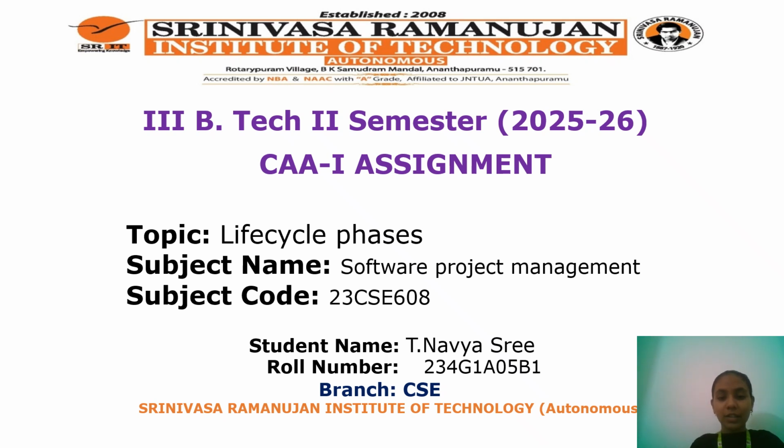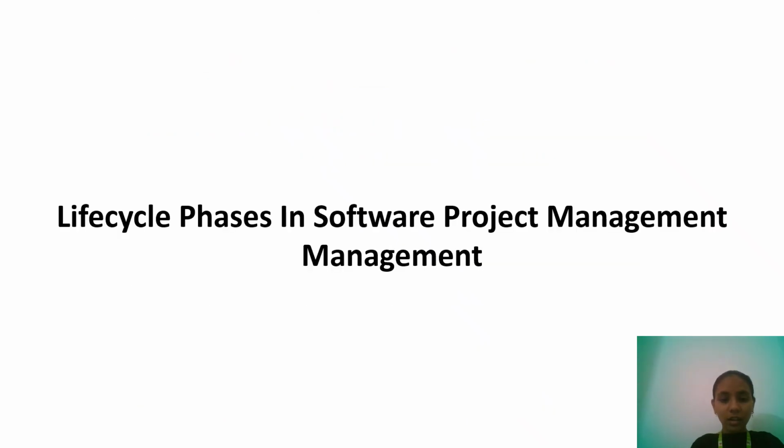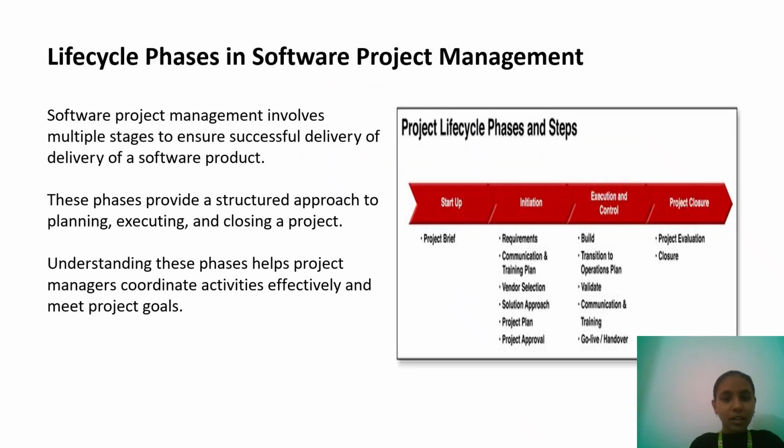My CA1 topic is life cycle phases in software project management. Project management involves multiple stages to ensure the successful delivery of a product. Before we implement the successful delivery of a product, we need to follow some rules. Those rules are planning, executing, and closing a project.